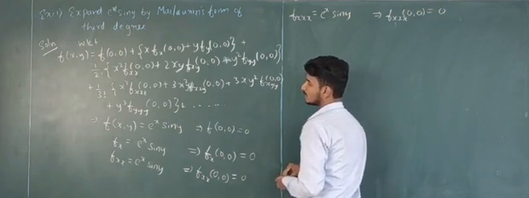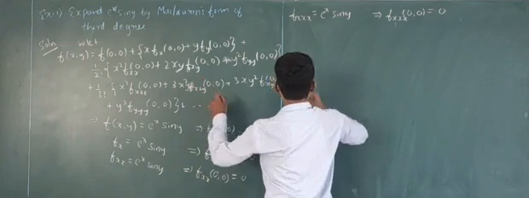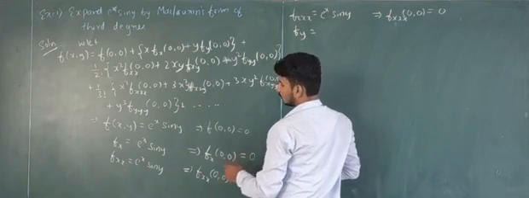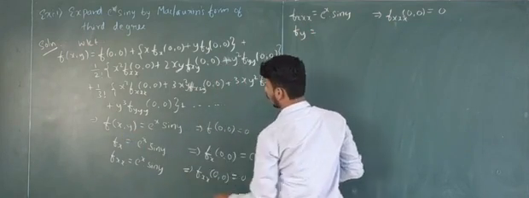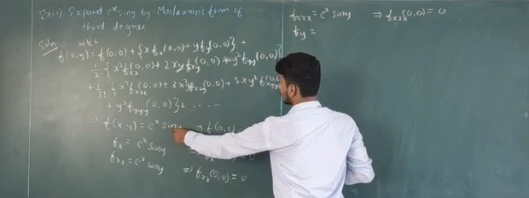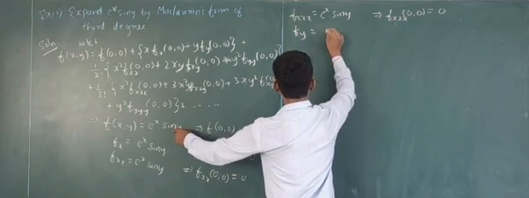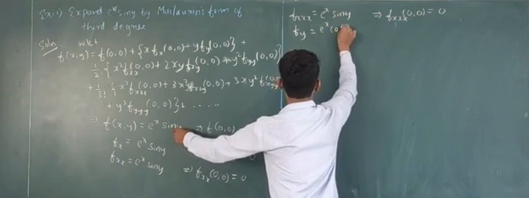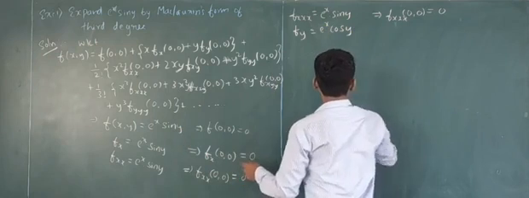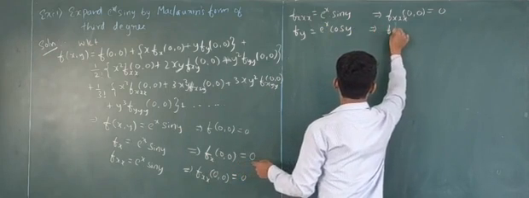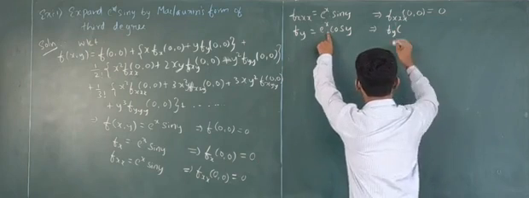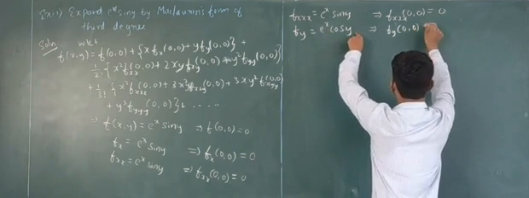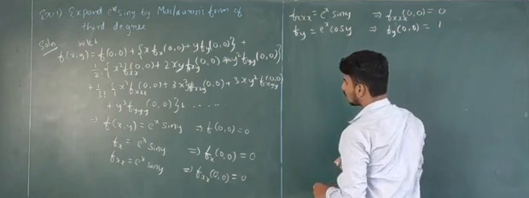Next we take the function with respect to y. The differentiation of sin y is cos y, and e raised to x is constant, so we keep it as it is: e raised to x cos y. Then if you substitute x as 0 and y as 0, e raised to 0 will be 1 and cos 0 will be 1. So your value will be 1.